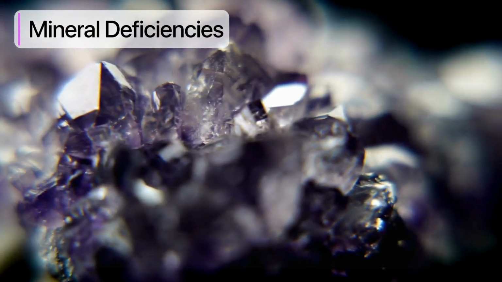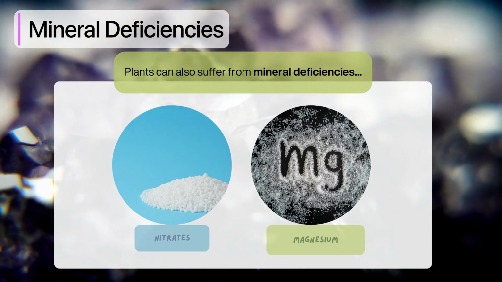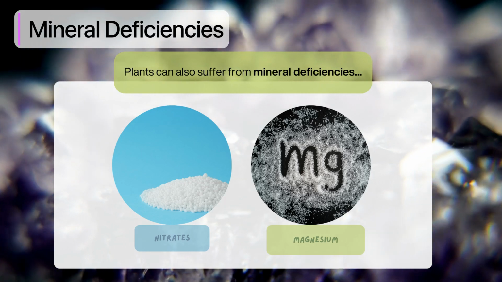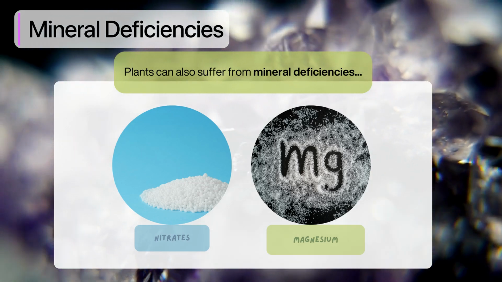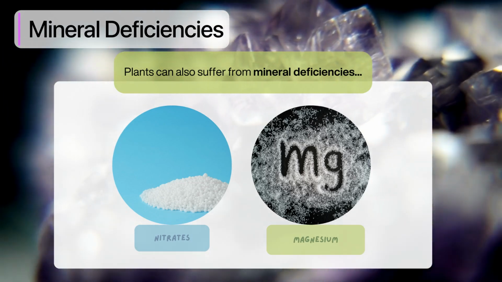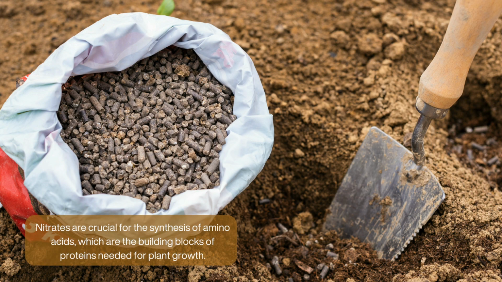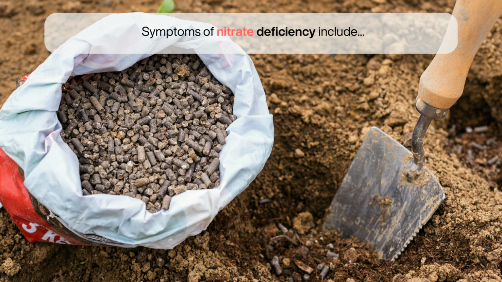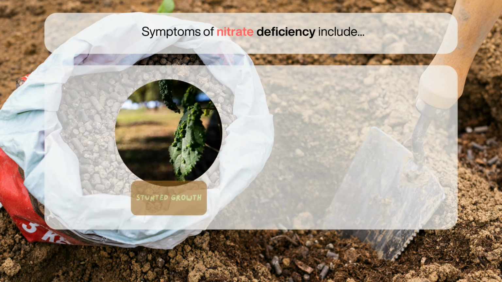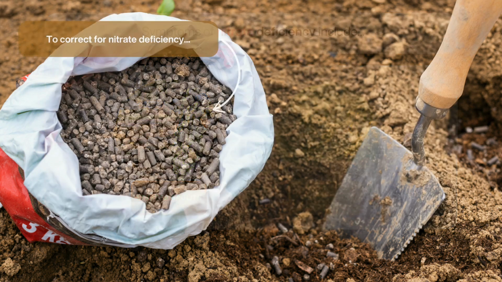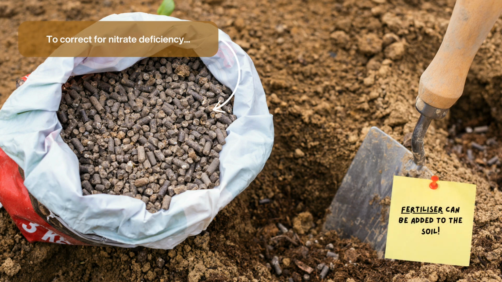Besides pathogens, plants can also suffer from mineral deficiencies that can severely affect their health, as well as their productivity. Let's take a closer look at two key minerals, nitrates and magnesium. Firstly, let's cover nitrate deficiency. Nitrates are crucial for the synthesis of amino acids, which are the building blocks for the proteins that are needed for a plant to grow. Symptoms of nitrate deficiency can include stunted growth and pale green or yellow leaves due to a lack of chlorophyll. To correct nitrate deficiency, fertilizers that contain nitrogen can be added to the soil.